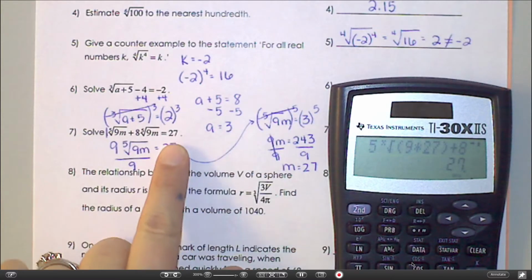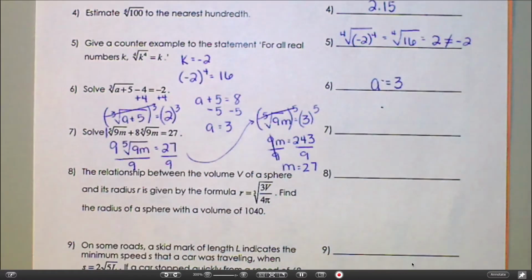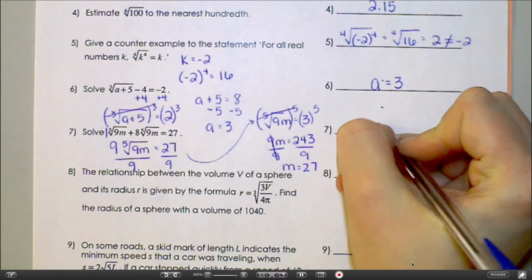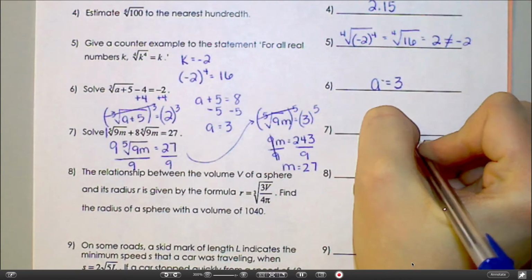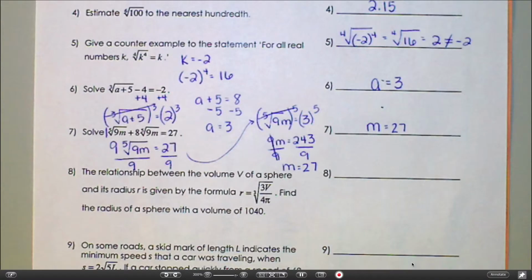Came out to 27. Is that what it was supposed to be? Yeah. Yep, so we're good. M equals 27. Is there going to be an extraneous one on the question? I don't remember, quite honestly, if it's extraneous or not. Okay, I'll have to check.